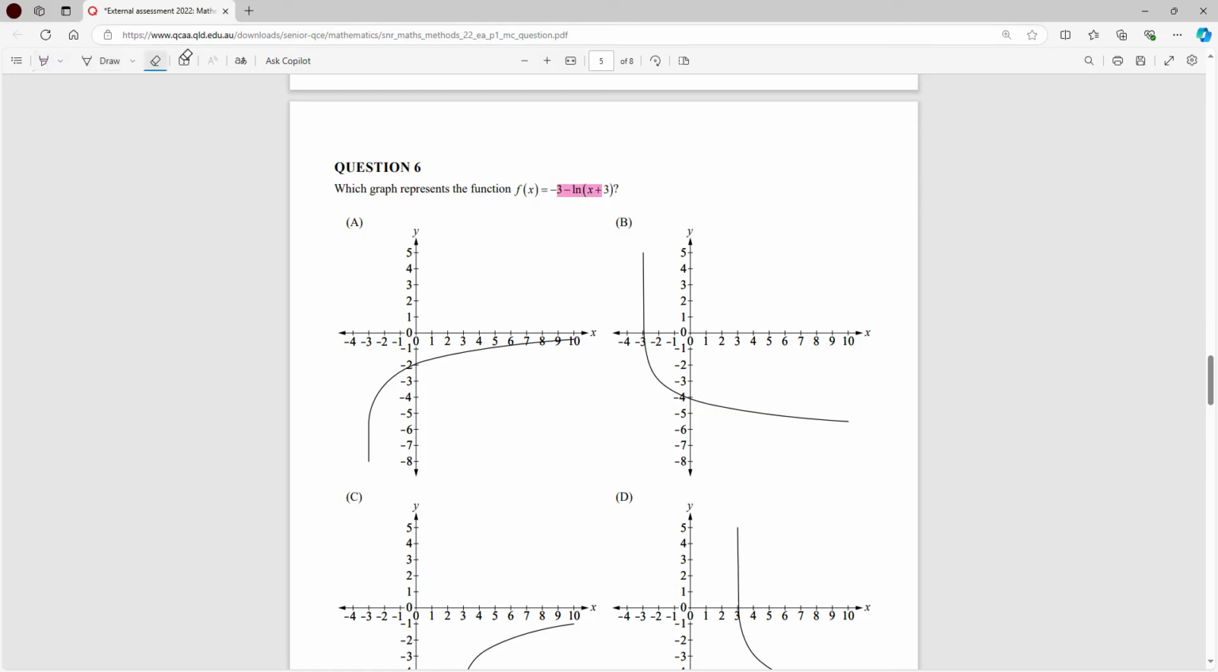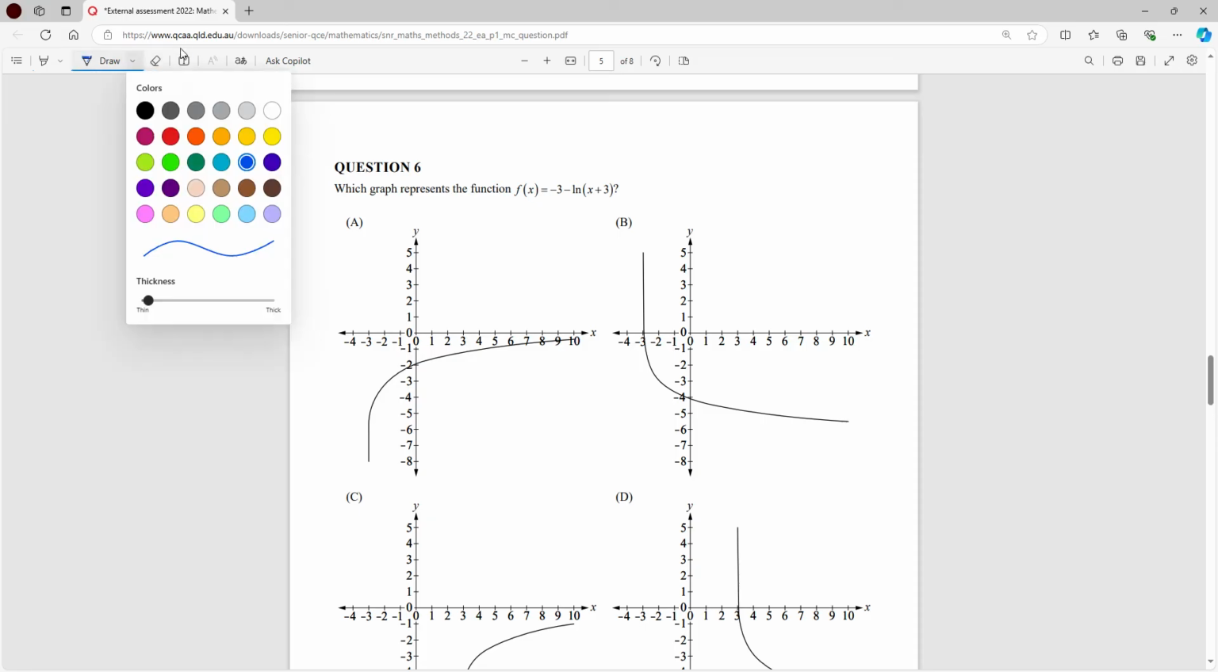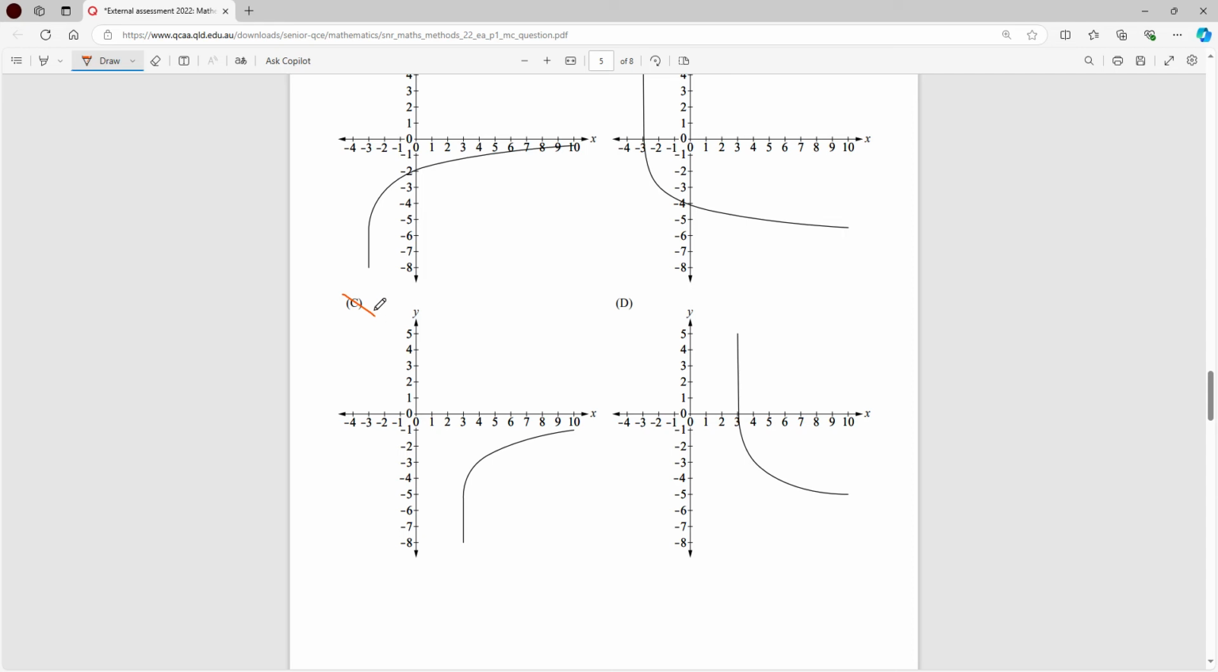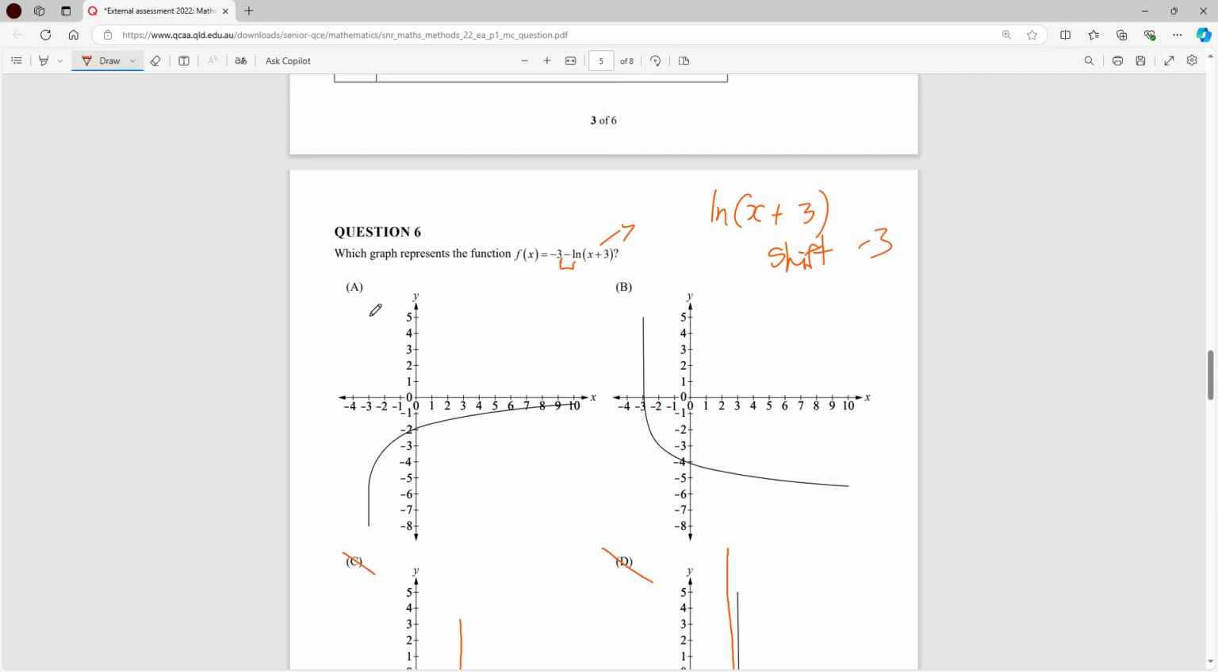Oh, that highlighting did not work. Here, I'll just underscore that. So this negative sign here and this here, okay? Now, if you have log of x plus 3, it's actually been shifted -3. So it's been shifted to the left by 3. So straight away, I know it's not C or D, because they've been shifted +3, okay? It has to be between A or B.